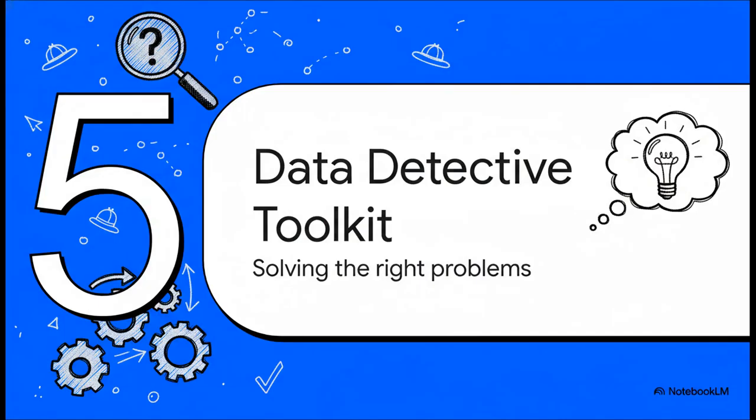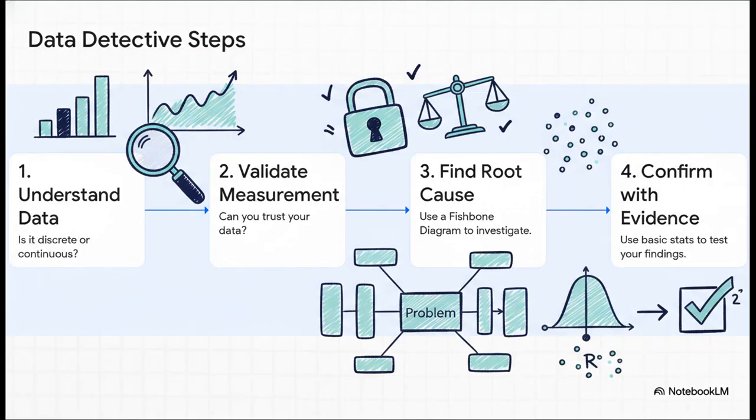Whew! We have covered a lot of ground. So let's wrap this all up into a simple, powerful toolkit you can start using to become a data detective in your own world. Here it is, your 4-step data detective process. Step 1. Understand your data. Get clear on whether it's discrete or continuous. Step 2. Validate your measurement system. Can you actually trust the numbers? Step 3. Investigate the root cause using a structured tool like the fishbone diagram. And finally, Step 4. Confirm your theory with hard evidence using basic stats to prove your case.